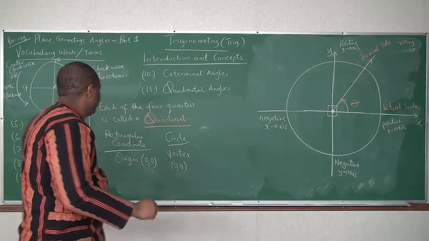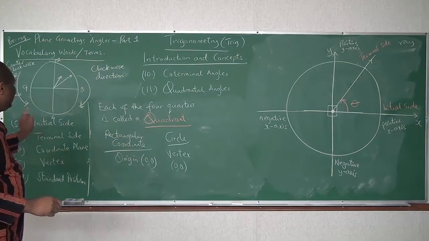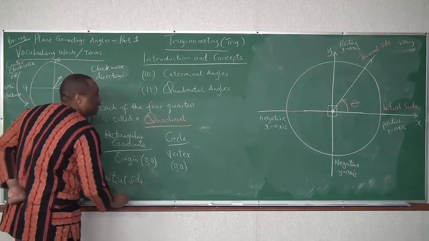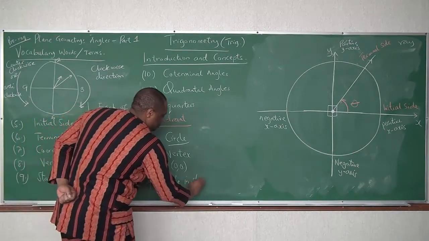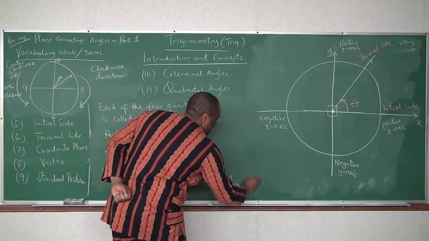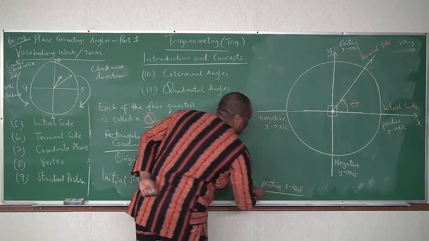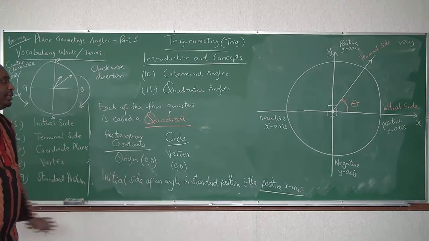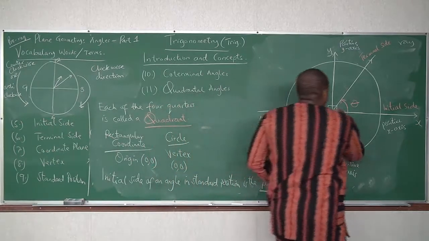The angle is positive. Okay, now, we have to write some notes. First of all, let's write the first note here. Initial side of an angle in standard position is the positive x-axis. Now the angle must be in standard position, and I'm gonna give you the definition of what I mean by an angle being in standard position. So that's initial side, the positive x-axis. This is the initial side.